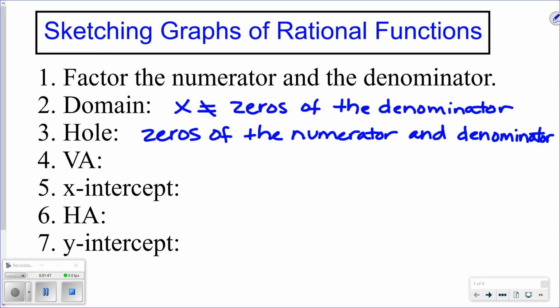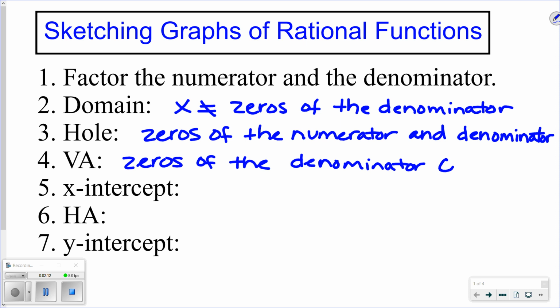Okay, now, the vertical asymptote occurs at the zeros of the denominator only, meaning it's only a 0 of the denominator, not both the numerator and denominator. All right, and then the x-intercept occurs at the zeros of the numerator only.